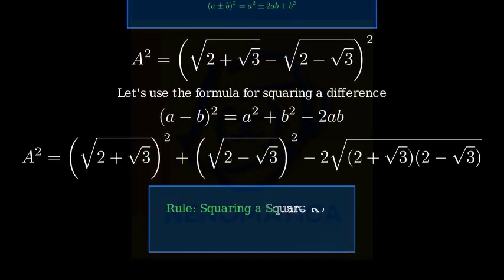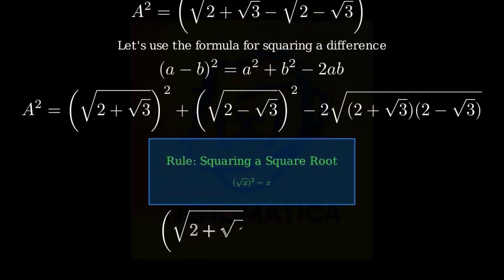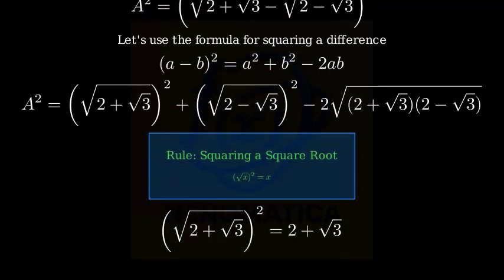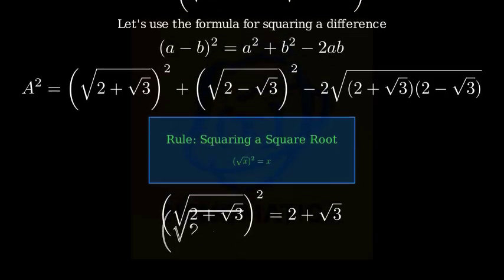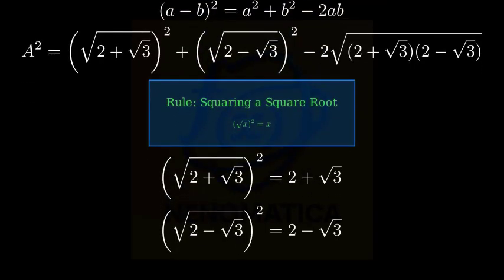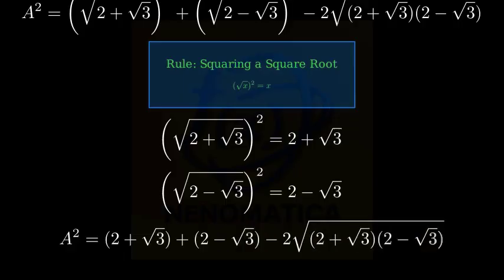When we square a square root, we get the expression inside the square root. So, the square of the square root of 2 plus square root of 3 equals 2 plus square root of 3. Similarly, the square of the square root of 2 minus square root of 3 equals 2 minus square root of 3. So far, our expression becomes a squared equals 2 plus square root of 3 plus 2 minus square root of 3 minus 2 times the square root of the product of 2 plus square root of 3 and 2 minus square root of 3.